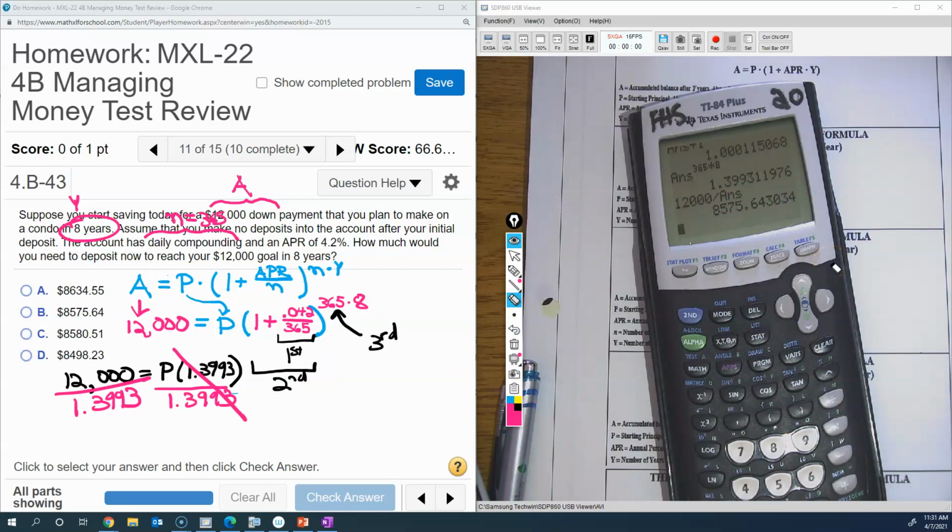Is quarterly compounding 4 or 2? 4. Quarterly is 4. All right, so let's see, 8, 5, 7, 5, 64.